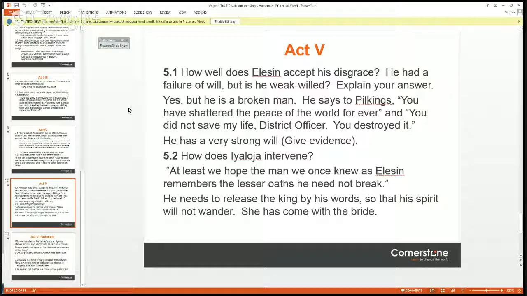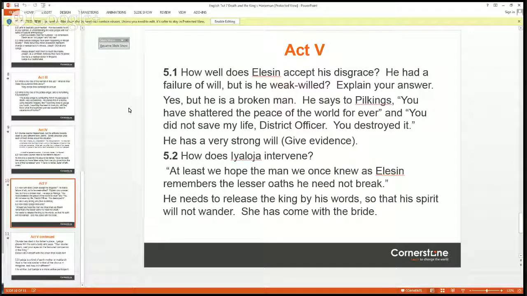How well does Elesin accept his disgrace? He had a failure of will because he didn't die in the end when he was interrupted, but is he weak-willed? Explain your answer. Yes, he accepts his disgrace, but he is a broken man. He has a very, very strong will. I mean, imagine being able to persuade your body to shut down and die. And he got what he wanted in life. He was used to bossing people around. Obviously, you see that in the marketplace scene and so on. So he had a strong will, and he just has this failure of will when he's interrupted at the end.